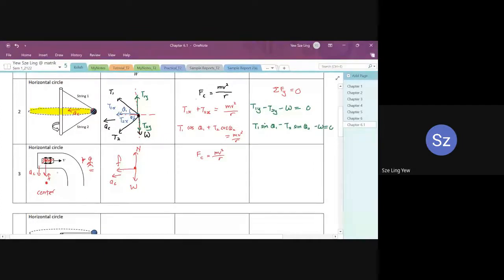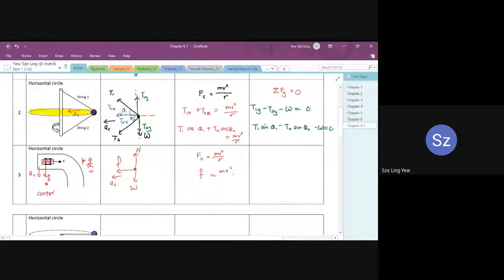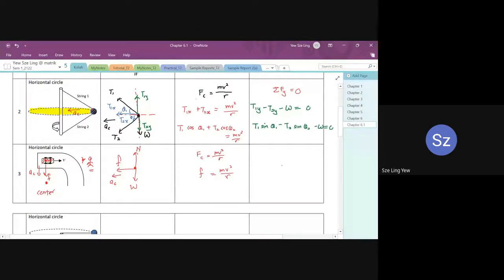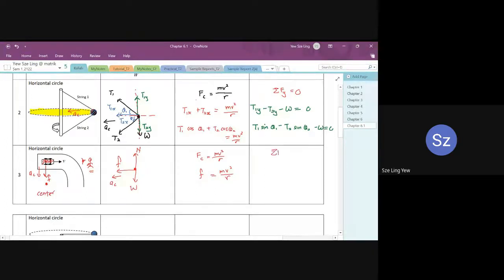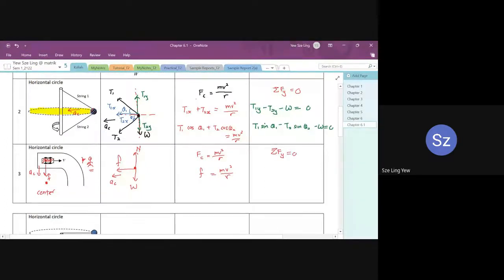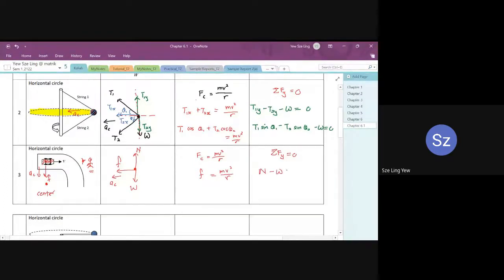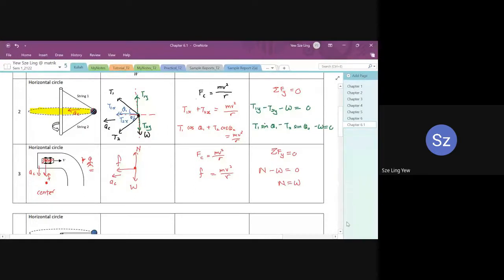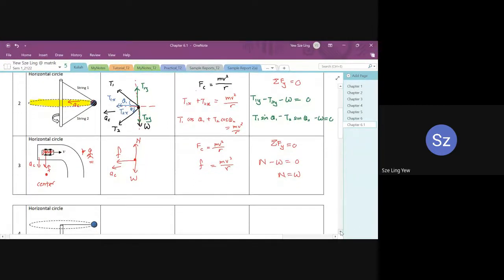Now the force that keeps my object moving around this curve is a frictional force. Therefore, F equals mv squared over r. Whereas for the y component, the summation of Fy equals 0. So for the vertical component, I have normal force and W. So N minus W equals 0, so N equals W. So this is when it involves an object moving around the curve.